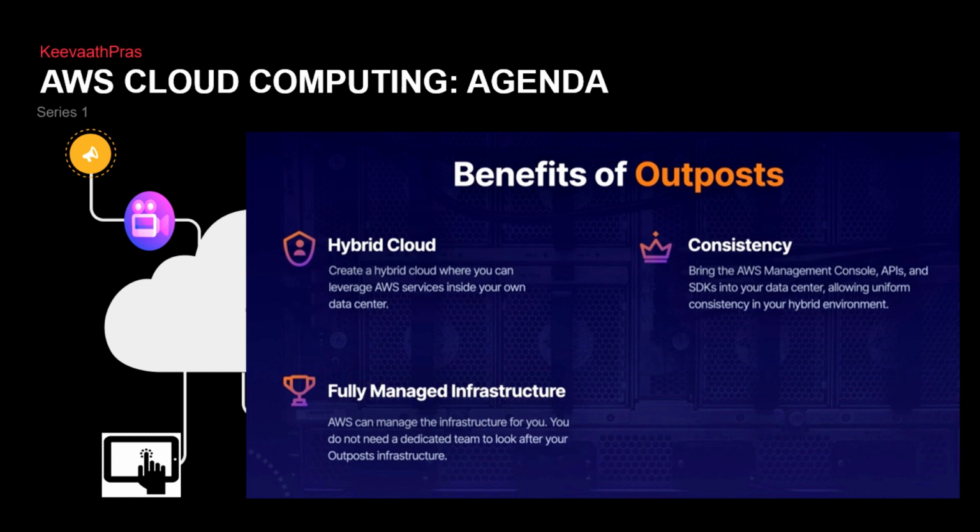How easy it is. Think of the infrastructure, how many people are there, the cost, the maintenance, paying the money and stuff of that nature, and the headache. AWS takes care of everything. It can manage the entire infrastructure. And the consistency: bring the AWS Management Console, APIs and SDK into your data center, allowing uniform consistency in your hybrid environment. And hybrid is always on-premise to the cloud.